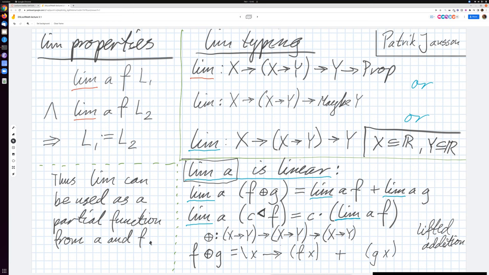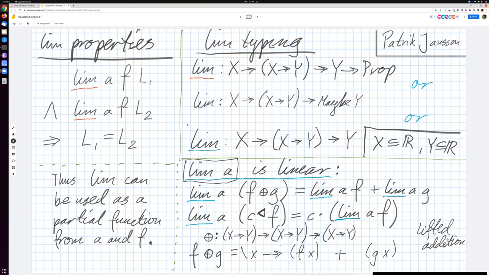Anyway, I just wanted to say that the scaling here, so c times a function, just means multiply the result of the function by c. And if we take the limit at a point of a scaled function, it's the same as taking the limit of the function and then scaling with normal multiplication the result. So I should say that the relationship between multiplication and the scaling is roughly the same as between addition and lifted addition. Okay, these things we'll get back to in other cases as well.